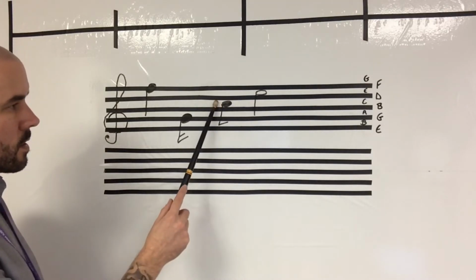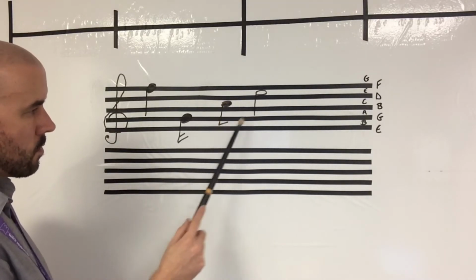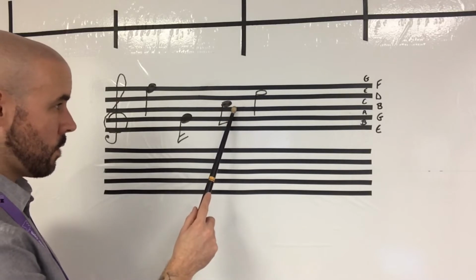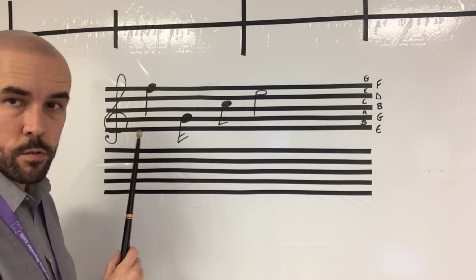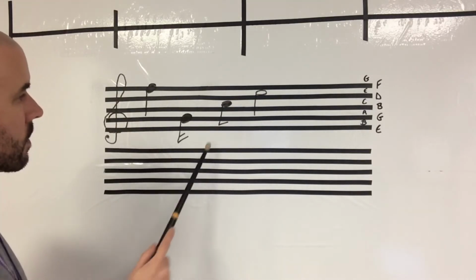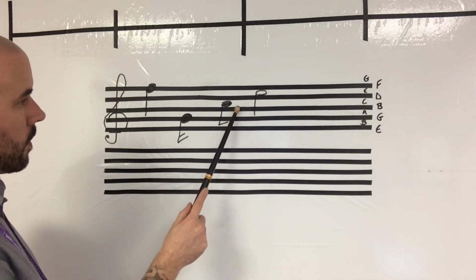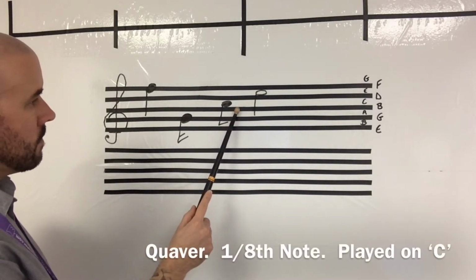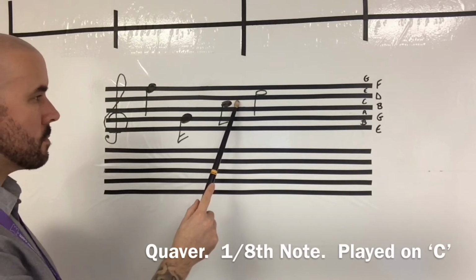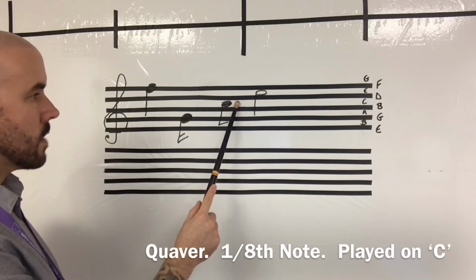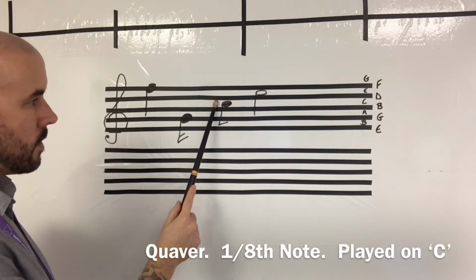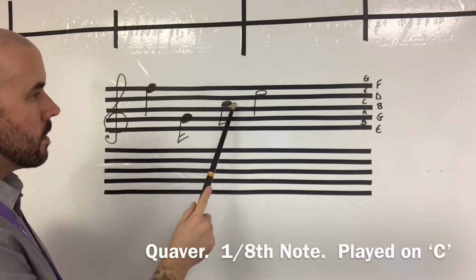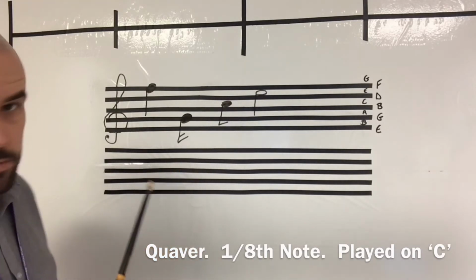Next one, filled in note head, stem, single tail, tells me that's a quaver. Fractional value of the quaver is an 8th note, and it's Every Good Boy. So what's after B is C. So the space is C. So that tells me that is a quaver, which is an 8th note, and it's written on the pitch C.